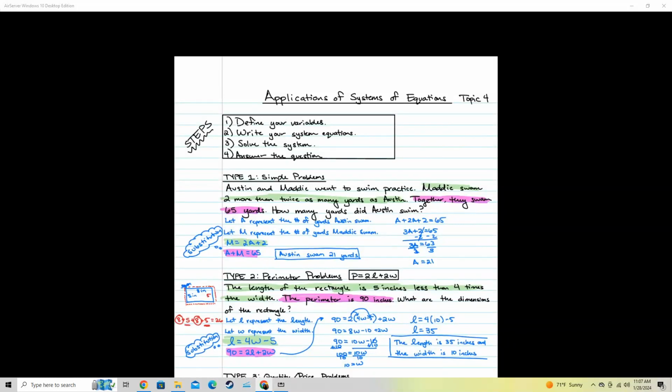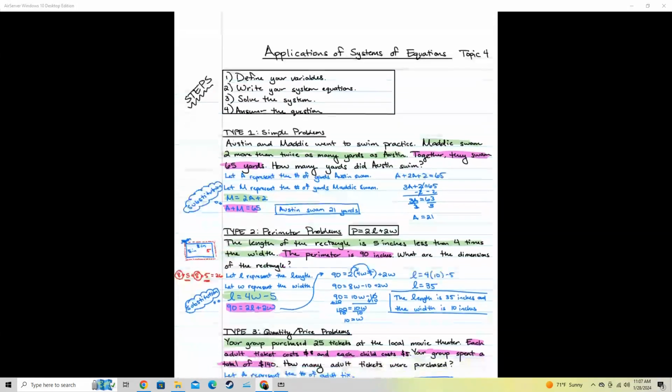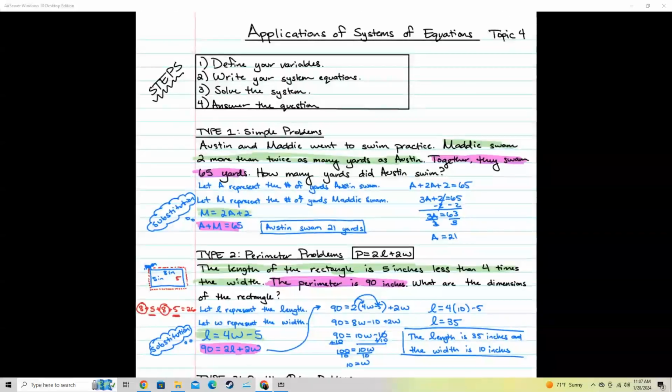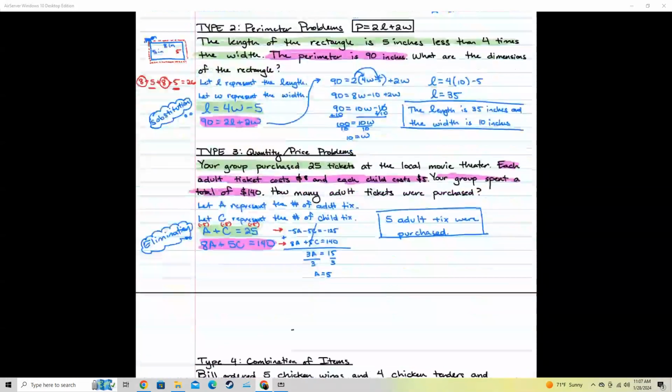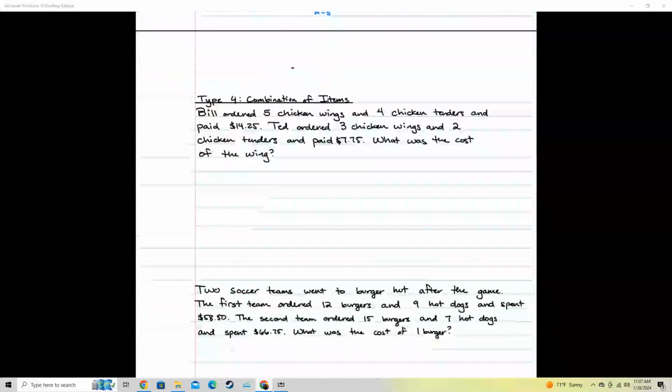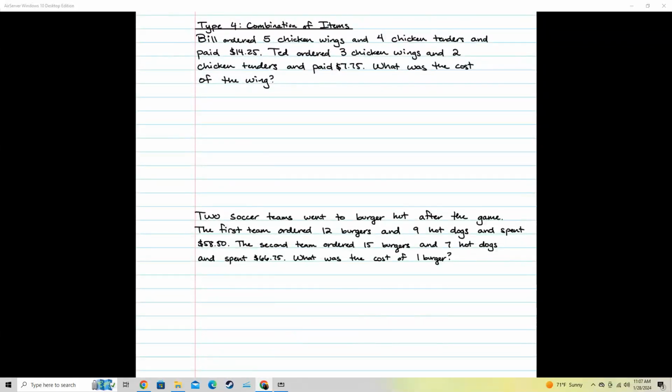All right, this is going to be the second part of applications of systems of equations. The last video, we covered all this. And today we're going to go ahead and do the backside. The backside is only going to be two different types of problems, or two different problems and one different type of problem. We're only going to be doing combination of items.